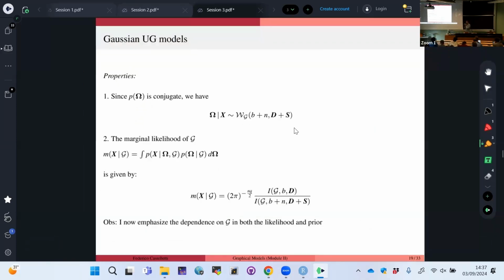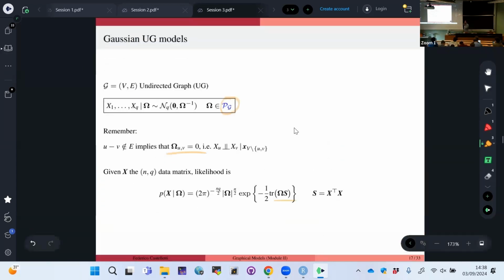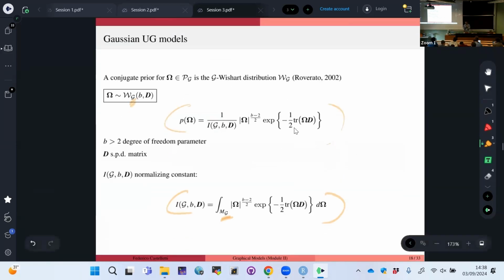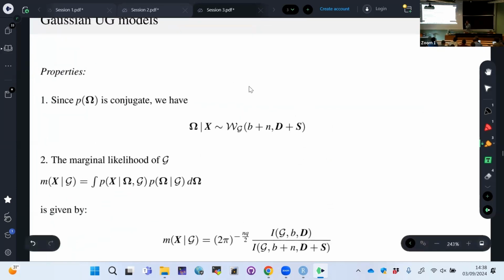But there are still some good properties of this prior. It is not difficult to show that this is conjugate, because if you combine the prior with the likelihood, you see that they have the same factorization, the same structure. So the posterior distribution is still G-Wishart. Omega given X is still G-Wishart with updated parameters, which are b plus n, where n is the sample size, and D plus S, where S is our X prime X matrix. So this is a conjugate prior.